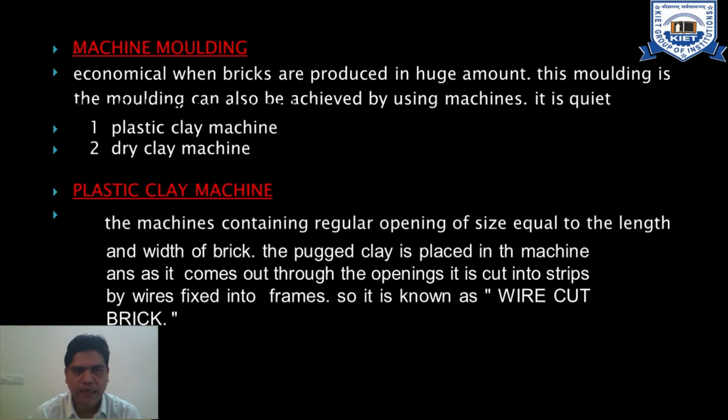There are two kinds of machine molding: plastic clay machine and the dry clay machine. Plastic clay machines contain a rectangular opening of size equal to the length and width of the brick. The pugged clay is placed in the machine, and as it comes through the opening, it is cut into strips by wires fixed into frames. So it is known as wire cut bricks. Here only one problem is there, that froth cannot be created in these kinds of bricks, but the surfaces and the corners will be very smooth and sharp.